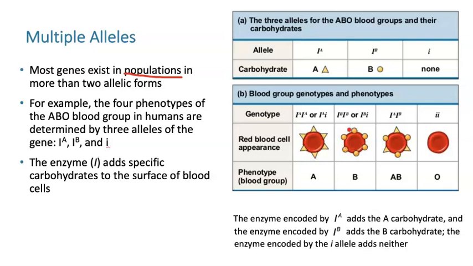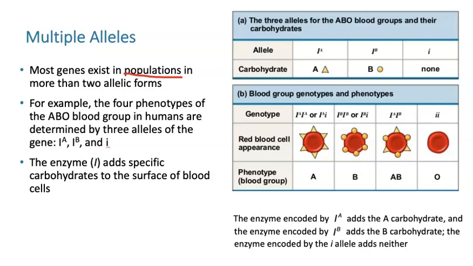If you're type B, you're going to put the little circle one there. It's just a carbohydrate that's being shown as a circle. And if you're AB, you're going to put both the triangle one and the circle one. And if you're type O, there's nothing there. Literally, O in this case means nothing. Zero carbohydrates on the surface of your blood cell.